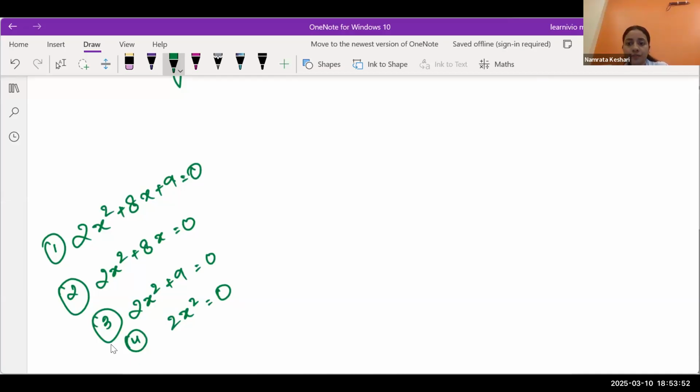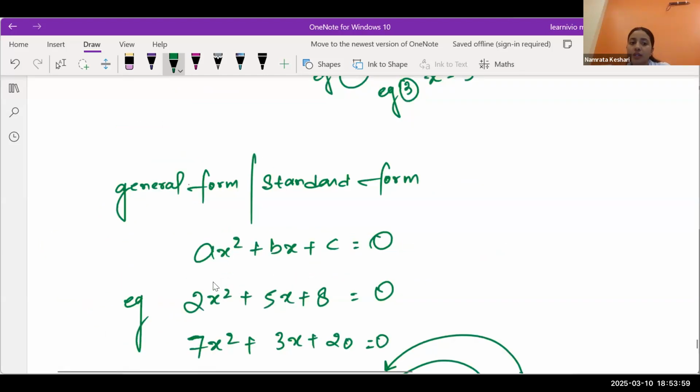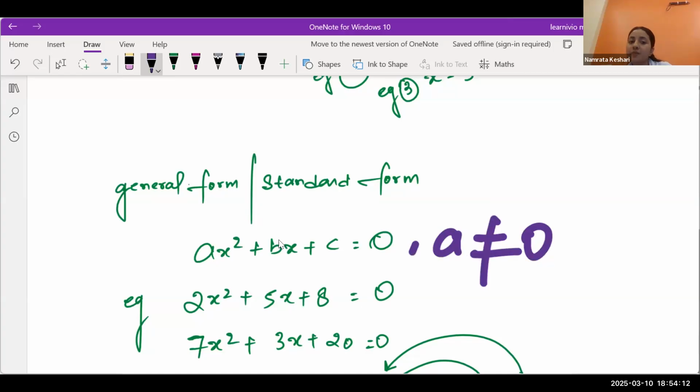Getting it? Yes, ma'am. Now when you go through this chapter, in your book it must be written that ax square plus bx plus c is equal to 0 is the general form of a quadratic equation where a must not be 0. That represents that the x square coefficient will never ever be 0. It has to be there. From here only the name quadratic came. Is it making sense to you?